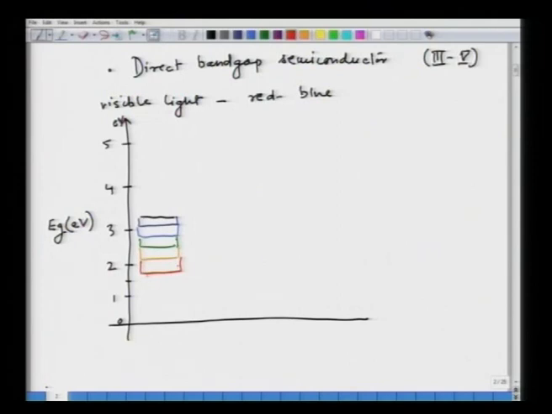So, basically what this means is that if I want to make a light emitting diode which is emitting in the red, then I need to have a semiconductor which has band gap in this range. Similarly, for the other colors, if I want to make a diode which is yellow, then I must have band gap in the yellow range, and so on and so forth.